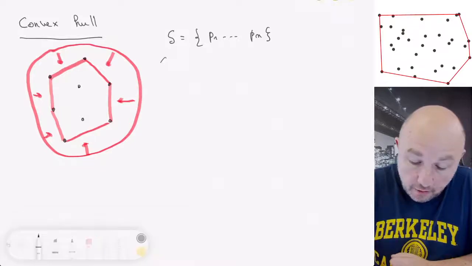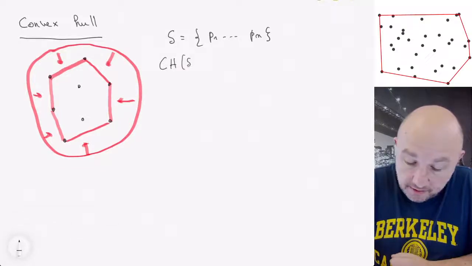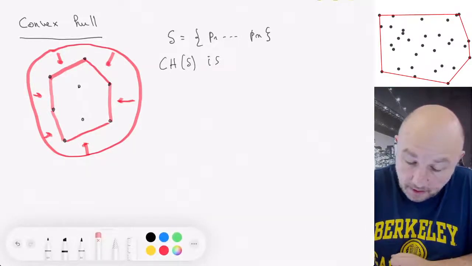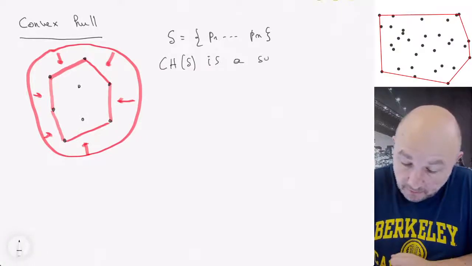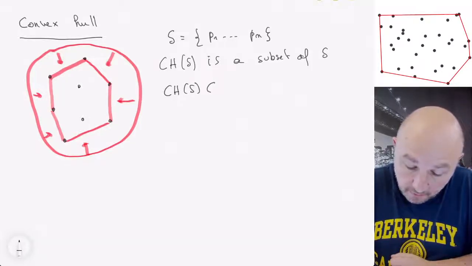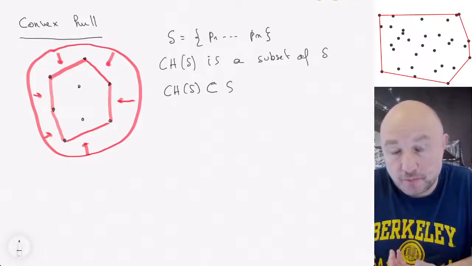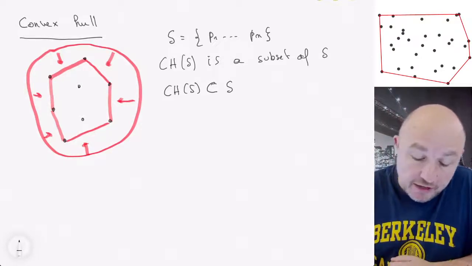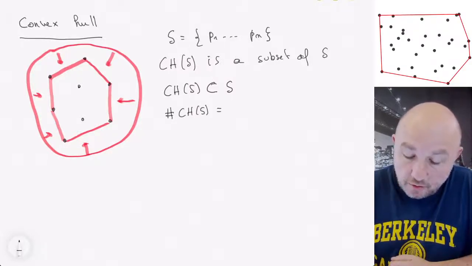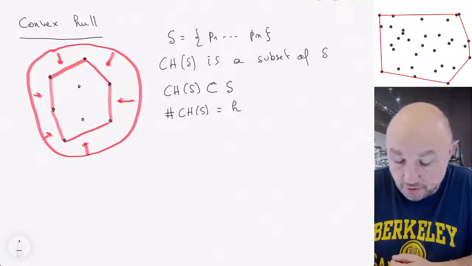First, we see that the convex hull of S is a subset, okay, of S. It's a set of points, a subset of those points. And we assume that the number of points of the convex hull of S is equal to H, okay, which is less or equal to n.